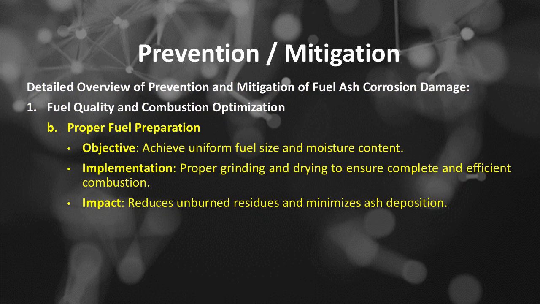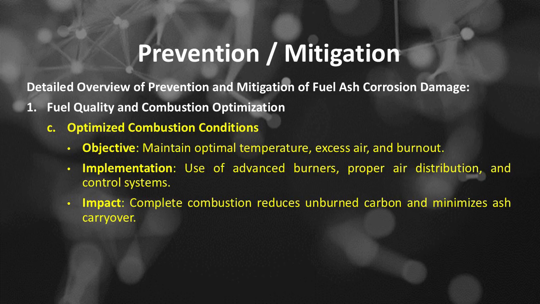Number B, proper fuel preparation. Objective: achieve uniform fuel size and moisture content. Implementation: proper grinding and drying to ensure complete and efficient combustion. Impact: reduces unburned residues and minimizes ash deposition. Number C, optimized combustion conditions. Objective: maintain optimal temperature, excess air, and burnout. Implementation: use of advanced burners, proper air distribution, and control systems. Impact: complete combustion reduces unburned carbon and minimizes ash carryover.